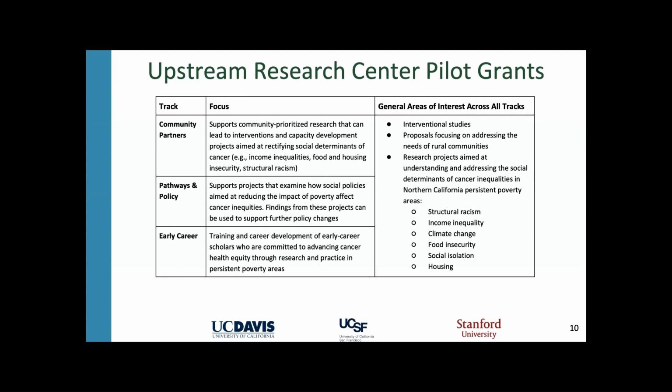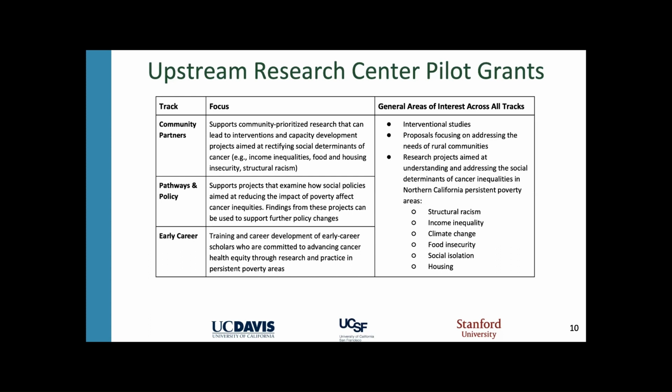Then the second one is pathways and policies. As I said, this supports projects that will examine how social policies aimed at reducing the impact of poverty can be generated. And we would like these projects to be used to support further policy changes. It would probably be a good idea to engage with policy makers or people that have decision-making authority in doing these kinds of projects.